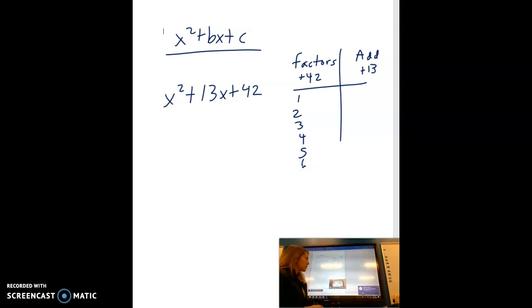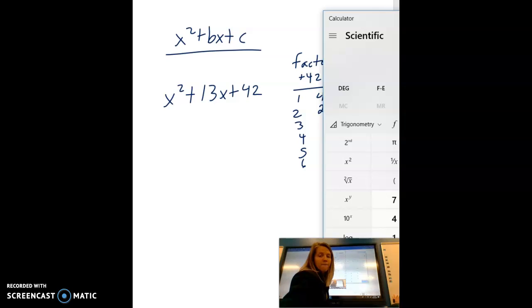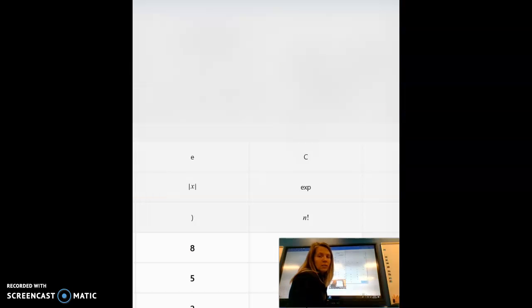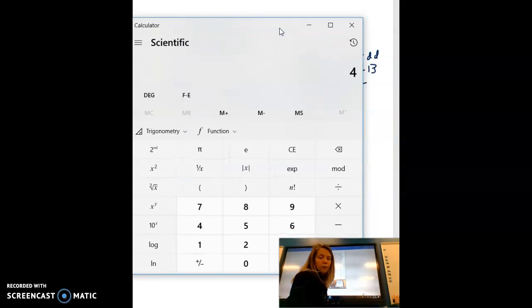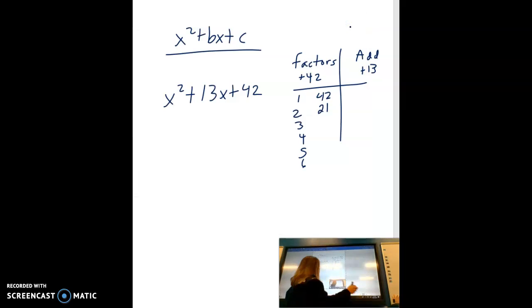So what I can do is take 42 divided by 1 and I get a factor. 42 divided by 2. 42 divided by 3. 42 divided by 4. And so again, how to show this in the calculator is if I take 42 divided by 3, it gives me 14. Okay, and so I would get 3 and 14. This does not work. I divide by 6, I get 7. So because I'm repeated, I'm done.